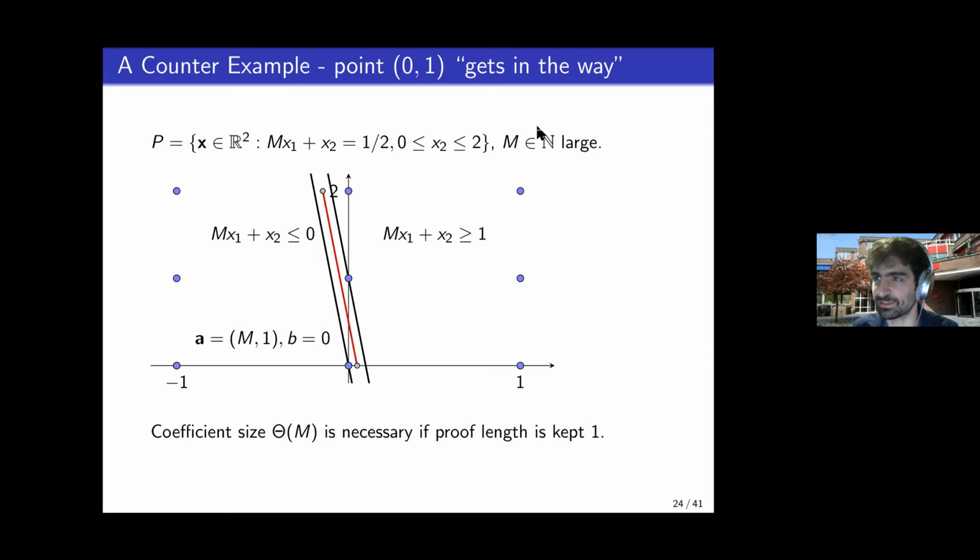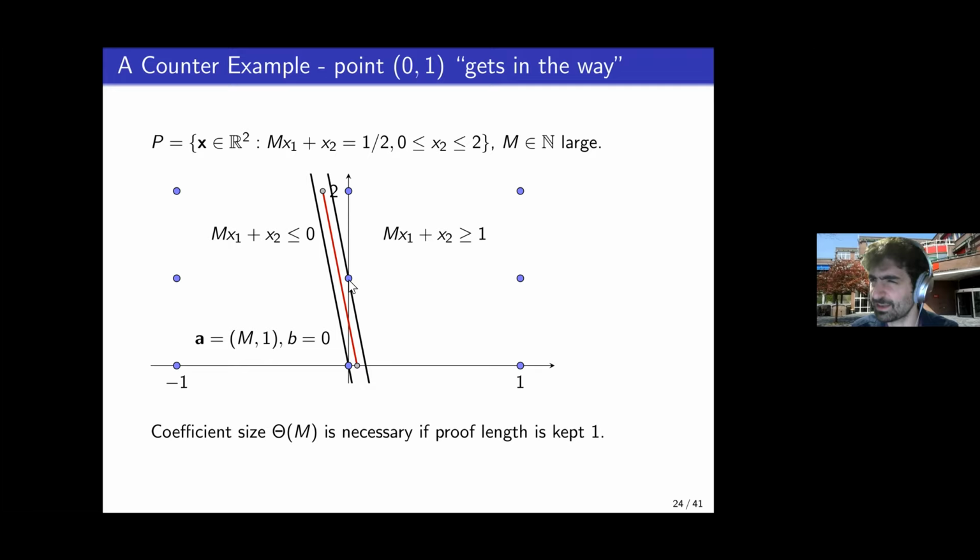This is an example built so that if you branch on the m comma one direction, which is almost vertical, or almost, the normal is almost parallel to the x-axis, then you can easily cut the whole region off with one branch. But if you use slightly smaller coefficients, you won't be able to do this in one step. And the reason is very simple: you have this integer point.